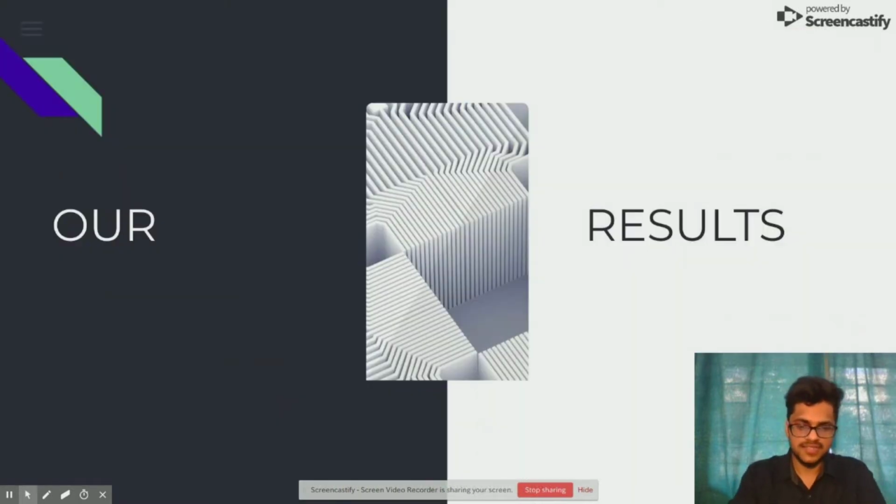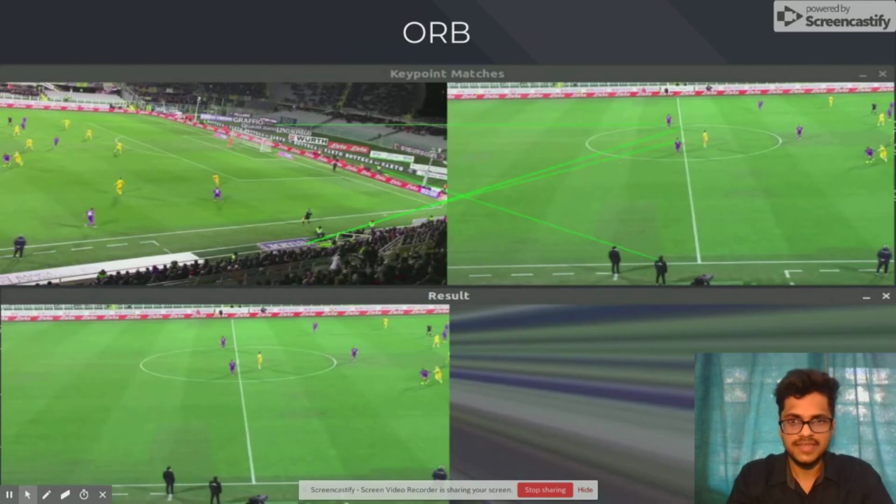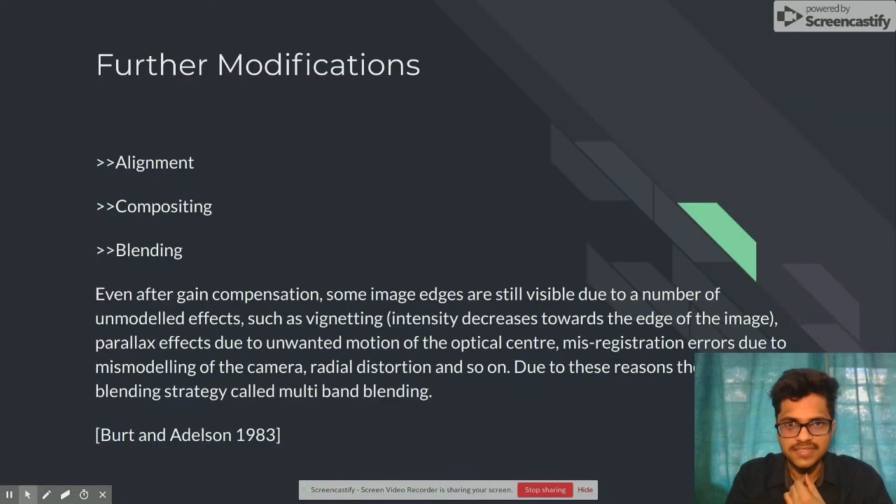Now we'll look at our results which we have calculated from the images. Now here are two images, image A and image B. The most prominent feature about these images is that they have different viewpoints and the number of key point matches is very low. So this is a good test to decide upon the algorithm to be used. As we can see here, the ORB and SURF algorithms do not give good results as the number of key points is very low, but the SIFT algorithm gives us very good results. So here we are using SIFT in our case.